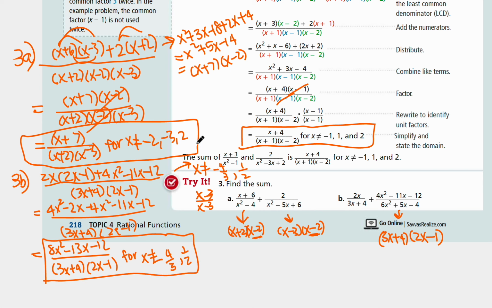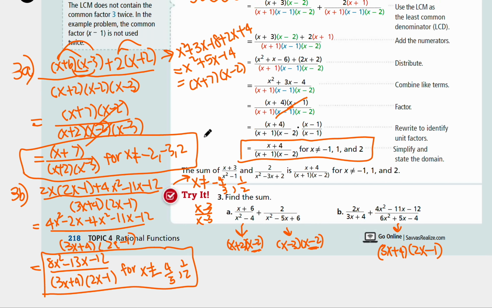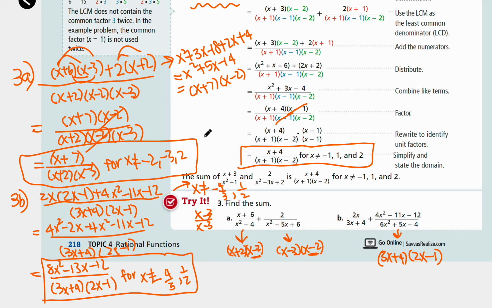Okay, so those are the answers for 3A and B. Answers, if you got it right. If you did, great job. Let's move on to example 4.